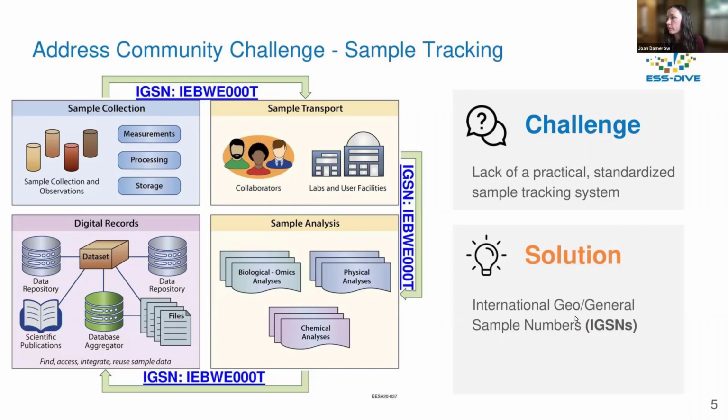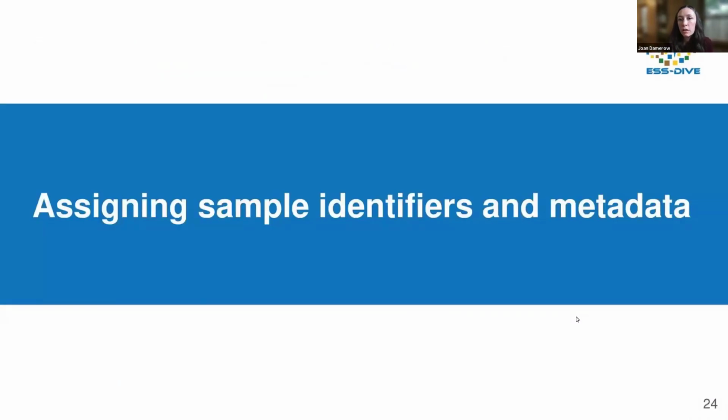And one key thing is that these identifiers were specifically designed for samples, and they're associated with standard metadata that is designed for samples. Next slide. And so what I want to do now is just briefly review some of ESS Dive's recommendations for sample identifiers and metadata, which are closely aligned with the general IGSN schema.